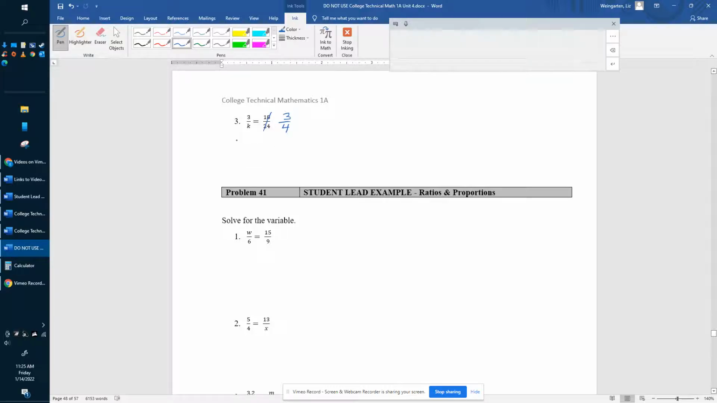We can cross multiply to verify. 4 times 3 is 12. 3 times k, divide both sides by 3, and yes, indeed, we get 4 equals k. So sometimes when you reduce the fraction, it'll just give you the answer straight out.